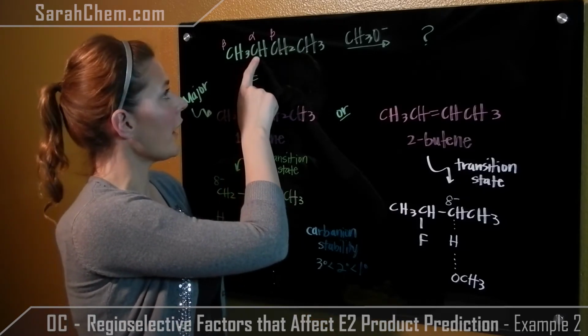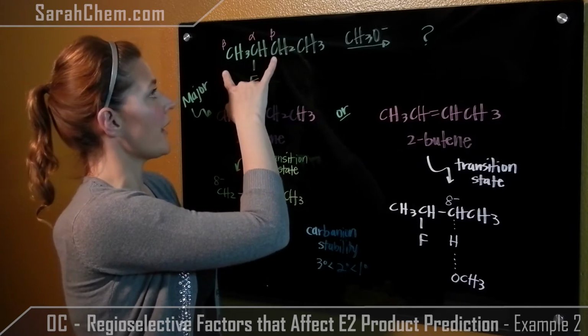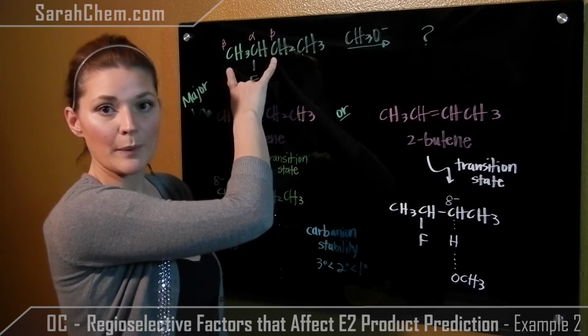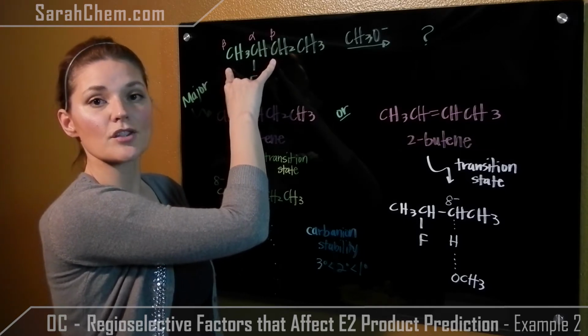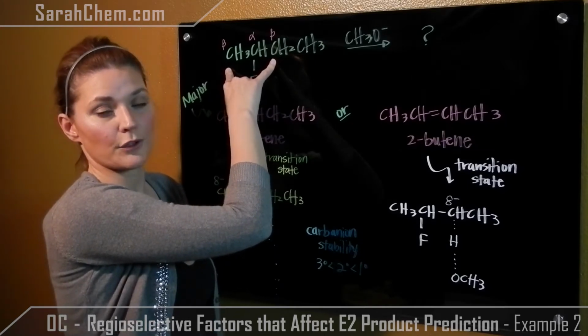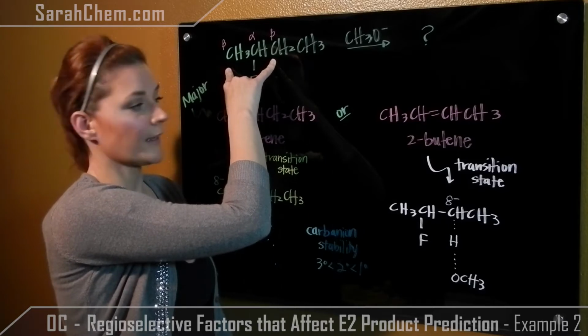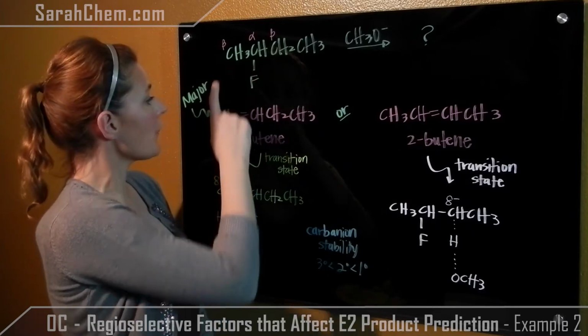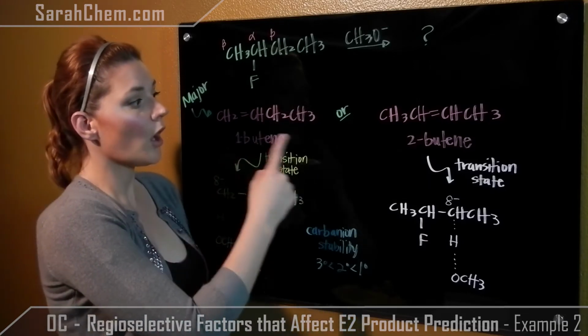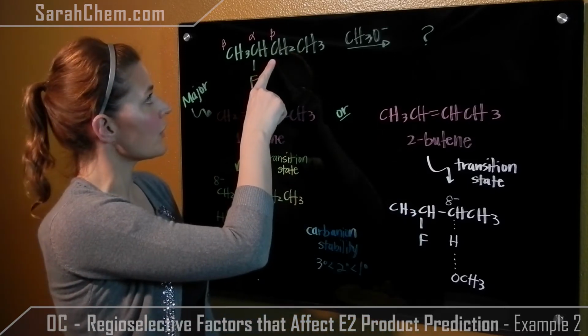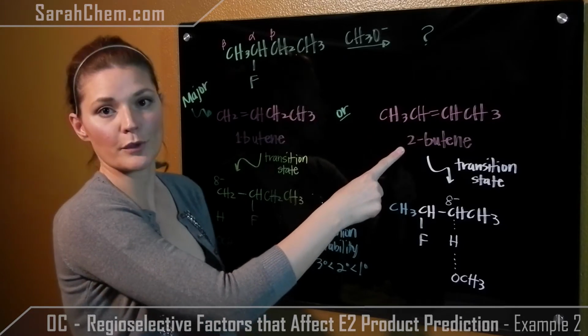Once we've established our alpha carbon, we then establish our beta carbons. In this case, we have two beta carbons, and they are not equivalent to one another. This means that we have two potential constitutional isomers that will come out as potential products. So if the first carbon is the one that is used as the beta carbon, we'll form 1-butene. Alternatively, if it was this alternate beta carbon, we would form 2-butene.